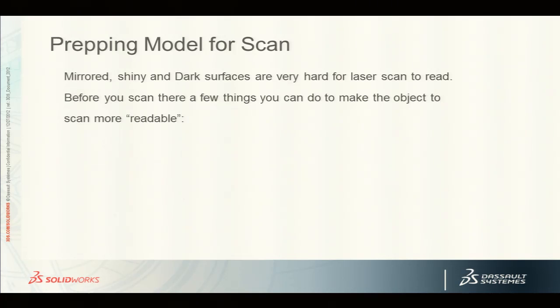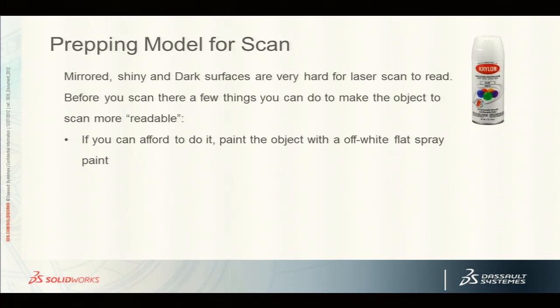So just a little bit on preparing models. I used the Next Engine scanner on this particular example. With laser scanning, oftentimes the laser finds it very hard to read surfaces, especially if they're shiny or glossy, and you want to do something to prepare them. One of my tricks is, if you can paint it flat white or an off-white, that is best.